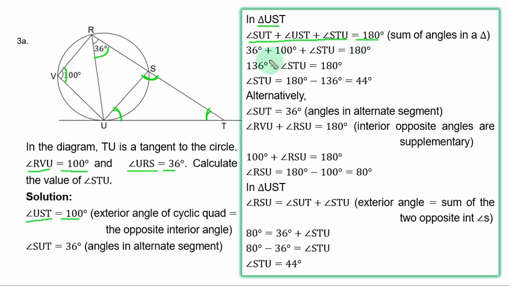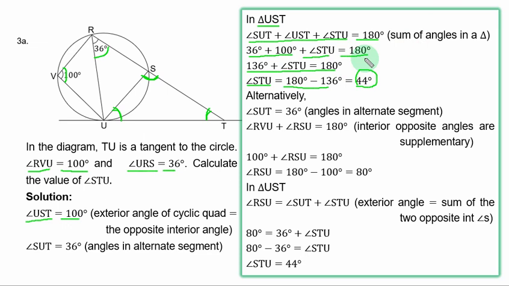180 degrees. So you have 36 degrees plus 100 degrees plus angle STU equal to 180 degrees. That gives 136 degrees plus angle STU equal to 180 degrees. If you make angle STU the subject, you have 180 degrees minus 136 degrees, and that is 44 degrees.